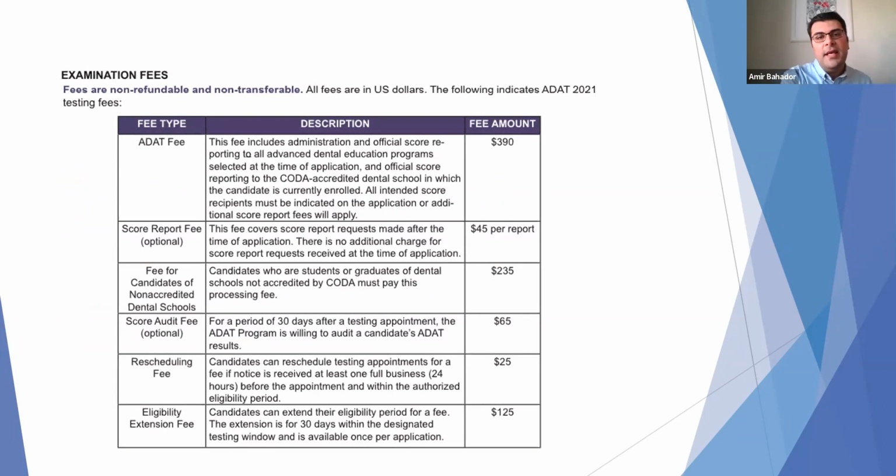Here you can see the examination fees. As you can see, there is a $390 US dollars ADAT fee. And for the candidates of non-accredited dental schools, there is an extra fee of $235, which the total would be, I think, $625, which is fine in comparison with Canadian exams. This is for 2021. Maybe they are going to change it for this year. I'm not sure about that. You should check it.